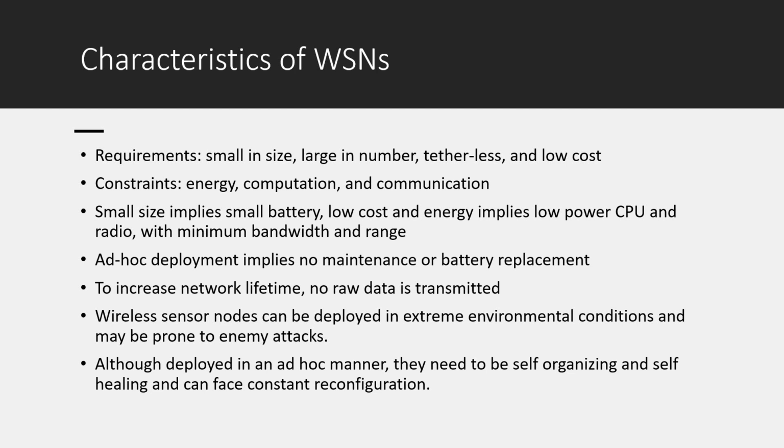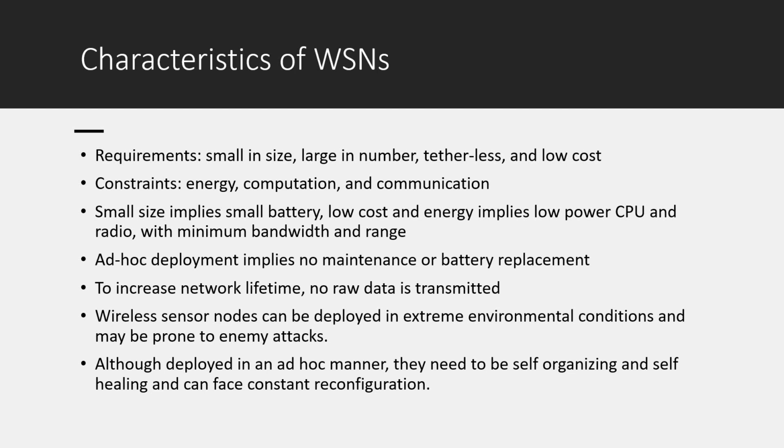So the small size of the sensor nodes implies that the battery is also small, which means you have less power compared to other wireless networks. And as there is low cost and low energy due to a small battery size, it also means that you have low CPU power, or low processing power, and low radio signal power. So if you have low radio signal power, that means you cannot communicate to a faraway node, as I've already mentioned. And there is also minimum bandwidth and range.